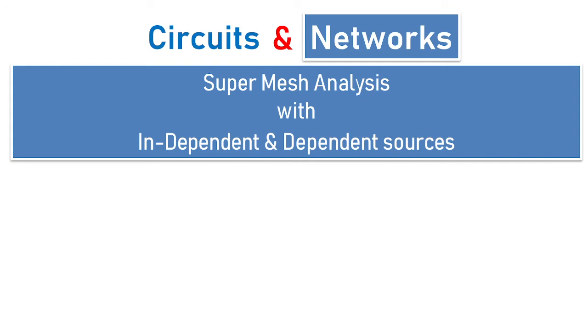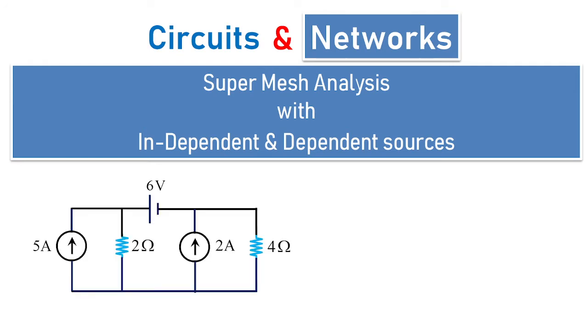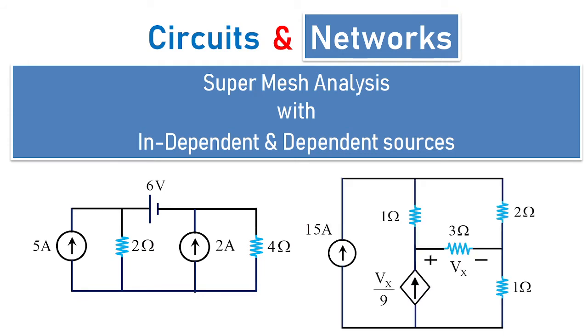In today's class, we are going to deal with the problems involved with supermesh analysis. Here we are going to apply supermesh for problems involving independent sources as well as dependent sources. You can see an example of independent sources applied to passive elements, as well as independent and dependent sources, for example a voltage dependent current source whose dependency is across 3 ohms.